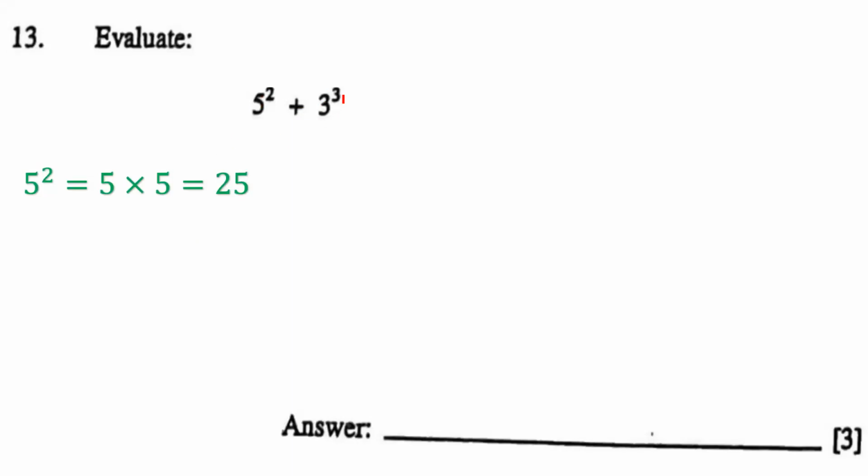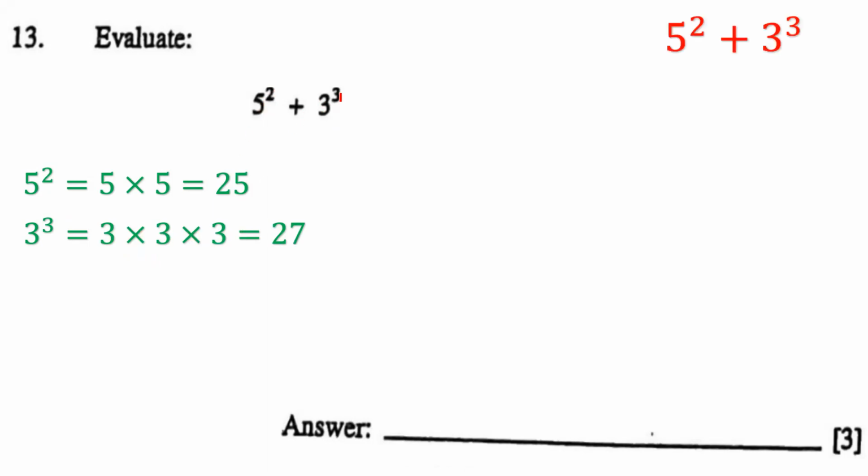Now, what is 3 to the third power, or what is 3 cubed? Well, 3 to the third power means 3 times 3 times 3. We know that 3 times 3 is 9, and 9 times 3 gives you 27. So 5 squared is 25, and 3 cubed is 27.